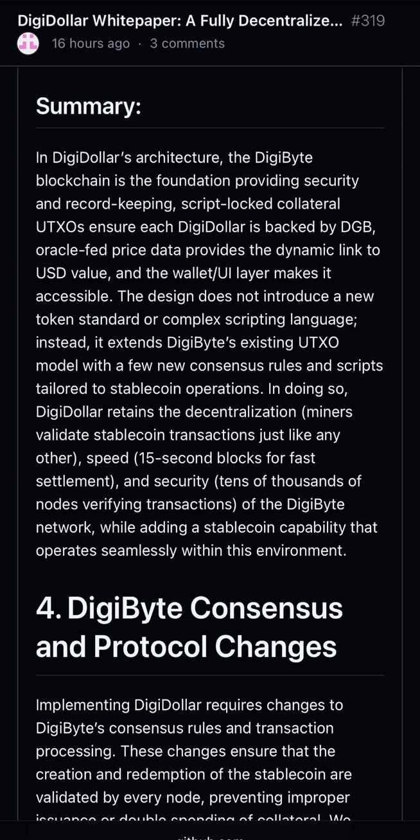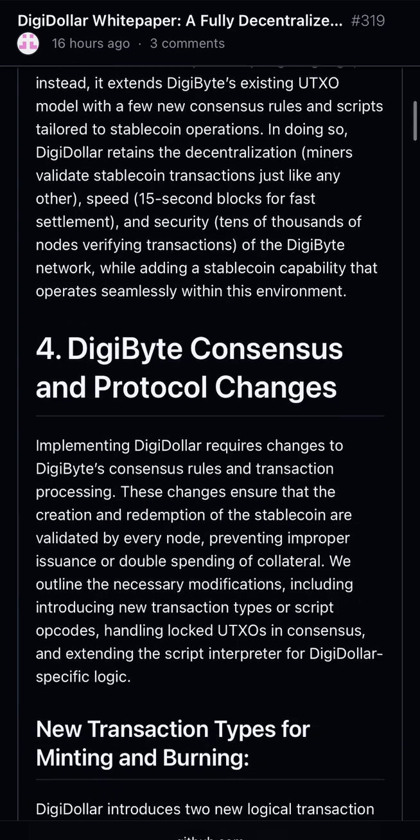In doing so, DigiDollar retains the decentralization. Miners validate stablecoin transactions just like any other. Speed: 15-second blocks for fast settlement. And security: tens of thousands of nodes verifying transactions of the DigiByte network, while adding a stablecoin capability that operates seamlessly within this environment.